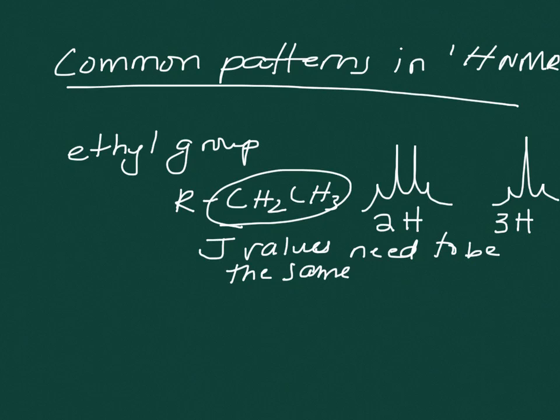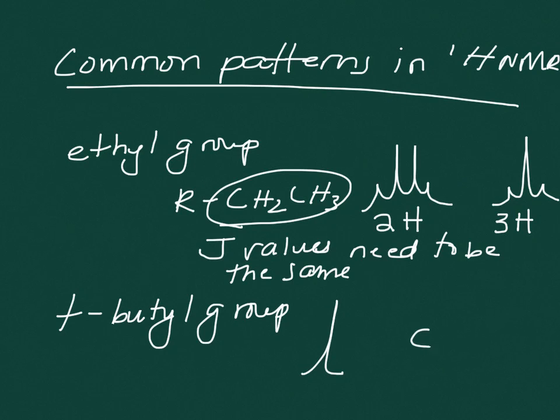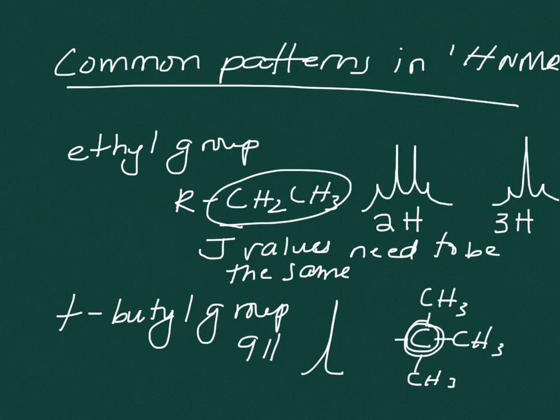Another thing to be aware of is a tert-butyl group. Usually it's a singlet. And the reason why it's a singlet is because there are no hydrogens on the carbon that is attached. All the methyl groups are equivalent. So you get a singlet that integrates to 9 hydrogens. We're not going to worry about complex splitting patterns.